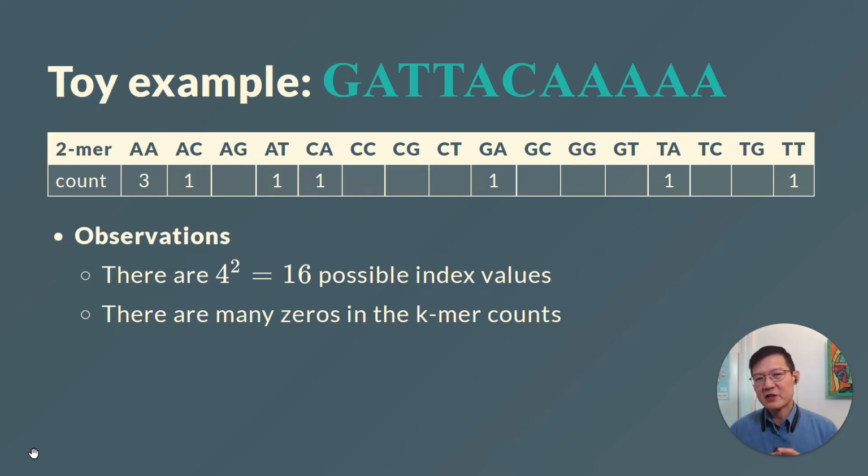The other observation is that there's actually many entries in this array which are 0. Okay, and it turns out that as you make the k longer, as the k-mer substring that you're looking at becomes longer, then the number of zeros become more common. So this data is very, very sparse.